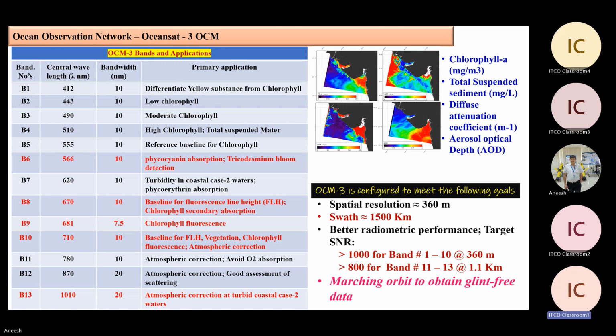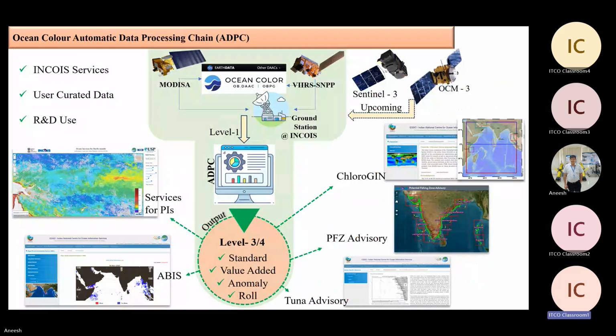situ data. So now coming to INCOIS. We have a dedicated ground station which acquires MODIS Aqua and also the NPP, that is VIIRS. And in addition to that, we also get the data from Sentinel and OceanSat-3. So that is also added to our ground station. This comes in real time to INCOIS, and then there is a processing chain which will process this from level 1B to level 2 and level 3 data, which is a gridded product. And that product is used for different applications.